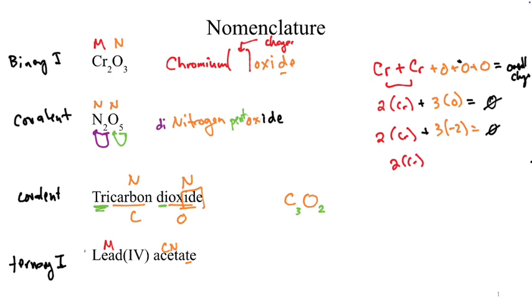2 times the charge on my chromium will have to equal a +6. 3 times a -2 is a -6. I add 6 to both sides to get that to cancel. So 2 times the charge on the chromium equals 6. Divide both sides by 2, and I get 6 over 2 is my charge, also known as 3.